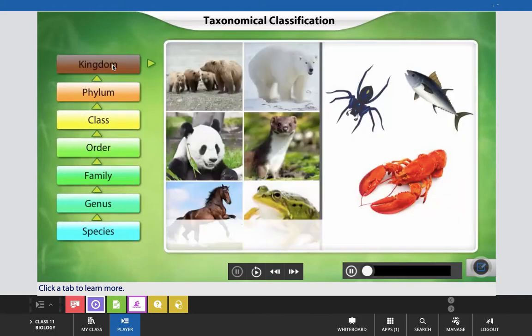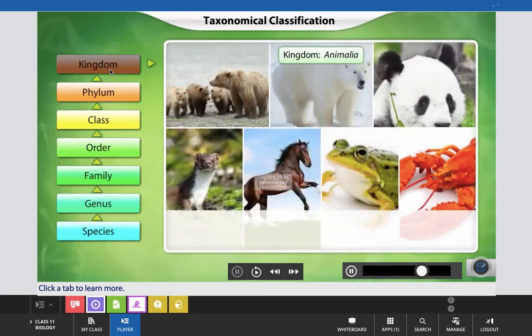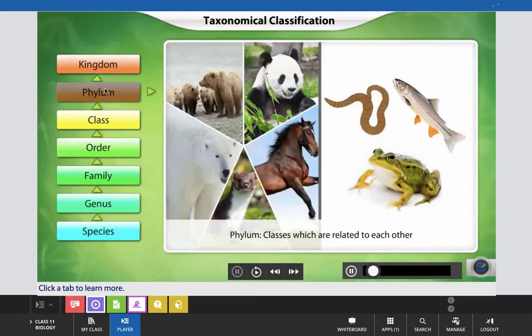What is a kingdom? This is the largest category where all phyla with similar characteristics are placed together. For example, the phyla Chordata and Arthropoda belong to the kingdom Animalia. All members of this kingdom are multicellular, reproduce sexually, have specialized cells for particular functions, and have some type of skeletal support. And what is a phylum? Many classes with common characteristics form a phylum.